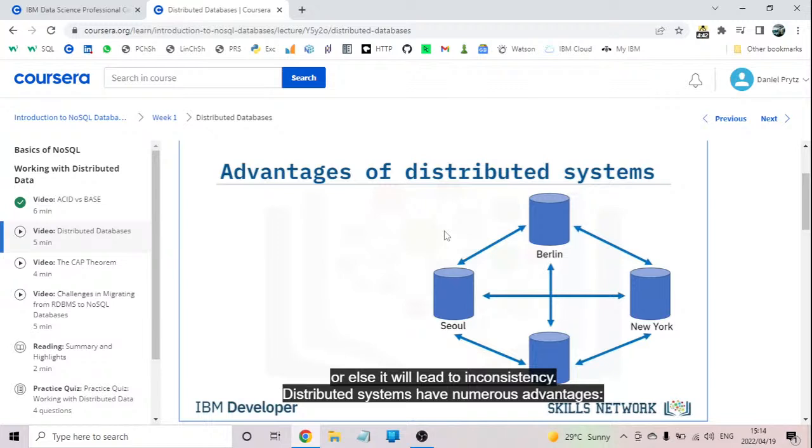Describe the advantages and challenges of distributed databases.